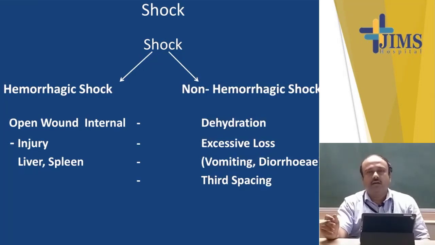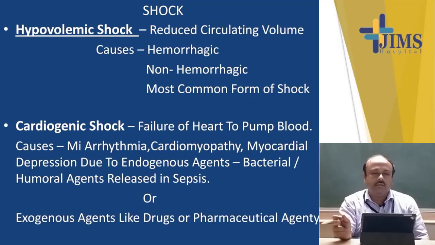Hemorrhagic shock means any bleeding, external or internal, happening due to injury to the vital organs inside the abdomen, like liver, spleen, aorta, or many other organs, gut injury, and open external wound. They all lead to hemorrhagic shock. And among the non-hemorrhagic causes are dehydration, excessive fluid loss due to diarrhea or vomiting, and third spacing, which is usually seen in cases of pancreatitis among surgical causes.